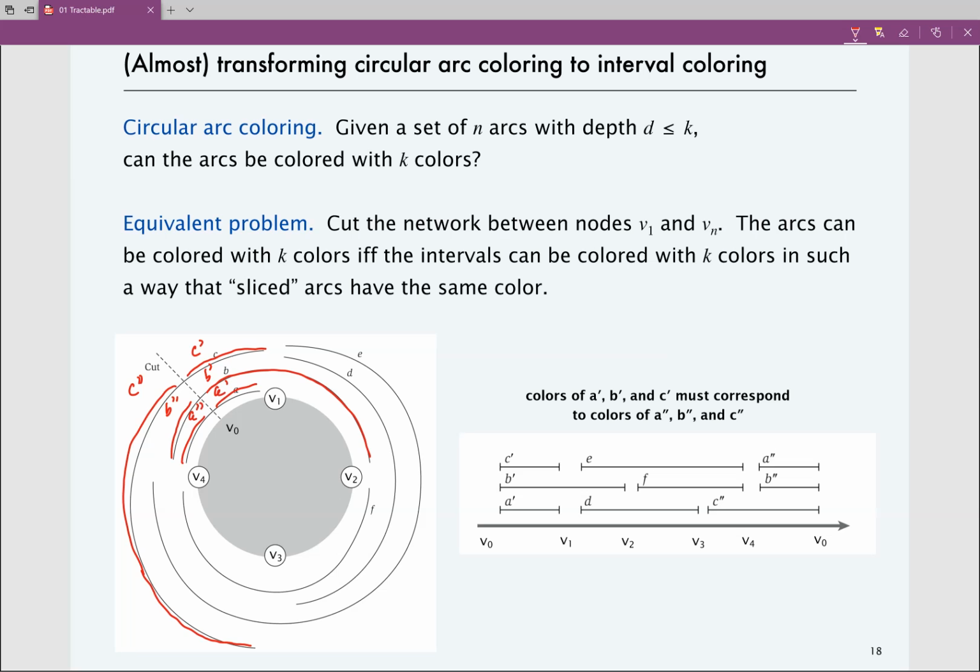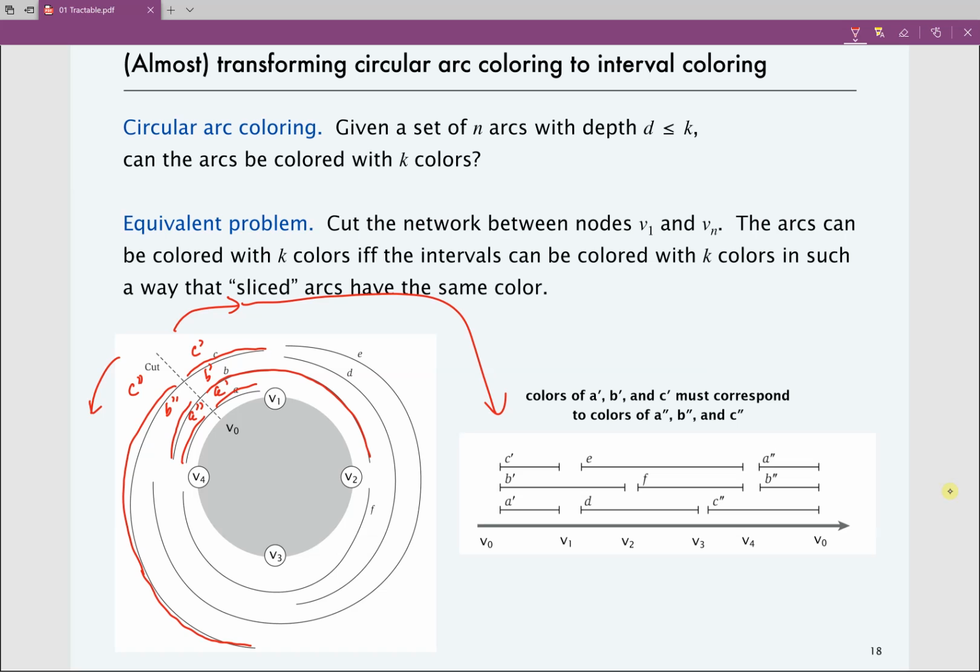Now once you've made the cut, you can pull this cycle apart. Imagine that you just grab both ends and pull it apart. Once you pull it apart, you're going to end up with this thing over here. For example, this C prime here is going to overlap with B prime and A prime. Just like in this figure, we have C prime overlapping with A prime and B prime.